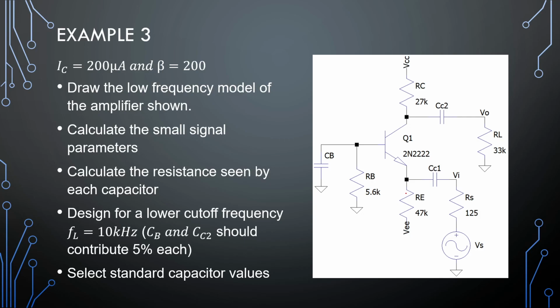Our third example here is a common base amplifier. So this amplifier is biased at 200 microamps, and we need to design for a low frequency of 10 kilohertz, and the base capacitor and our output coupling capacitor should contribute 5% each in this one. But let's have a look at the analysis first.